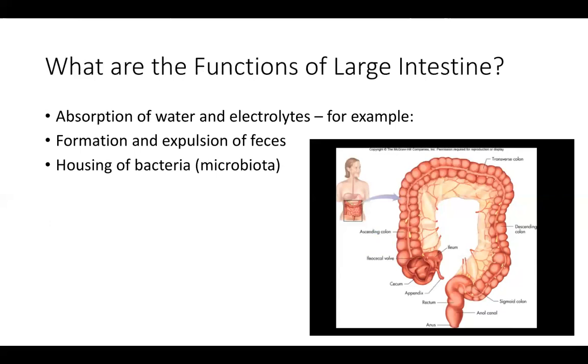The large intestine is different than the small intestine because there are no villi or microvilli, those finger-like projections, so the absorptive surface is much smaller. Also, there are many, many bacteria present in the large intestine. There are different components of the large intestine. There's the cecum, appendix, ascending colon, transverse colon, descending colon, sigmoid colon, rectum, anal canal, and anus.